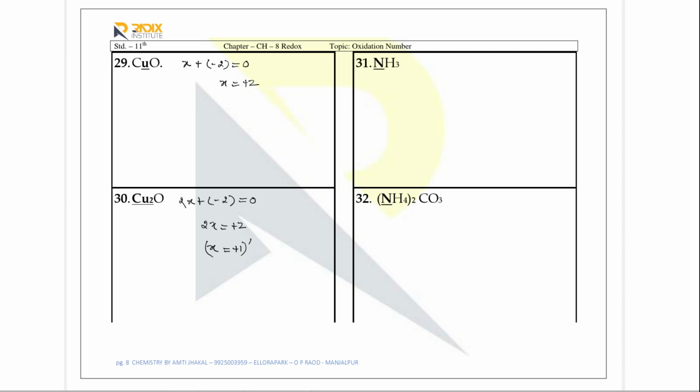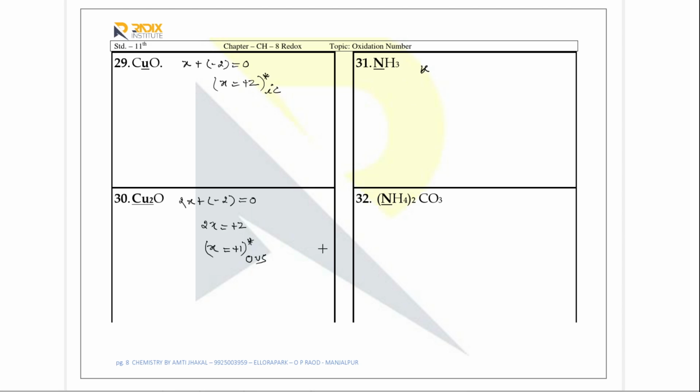So we call this as, copper is forming a compound in 2 oxidation states, +1 and +2. So +1 is lower, we call it as -ous. +2 is higher, that is called as -ic. So we call it as cupric oxide, and we call it as cuprous oxide.